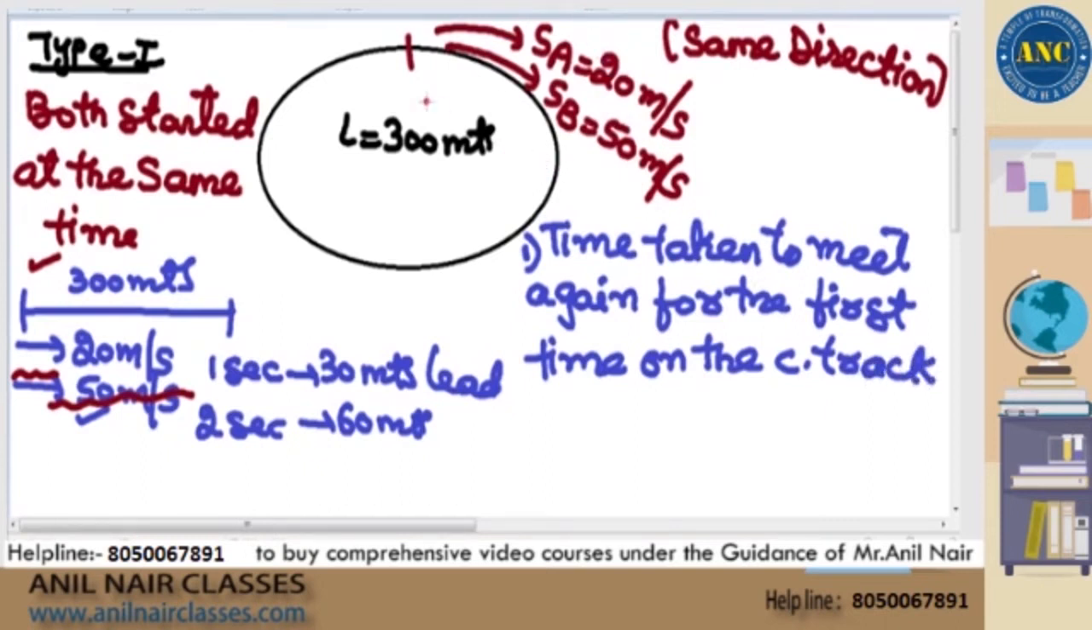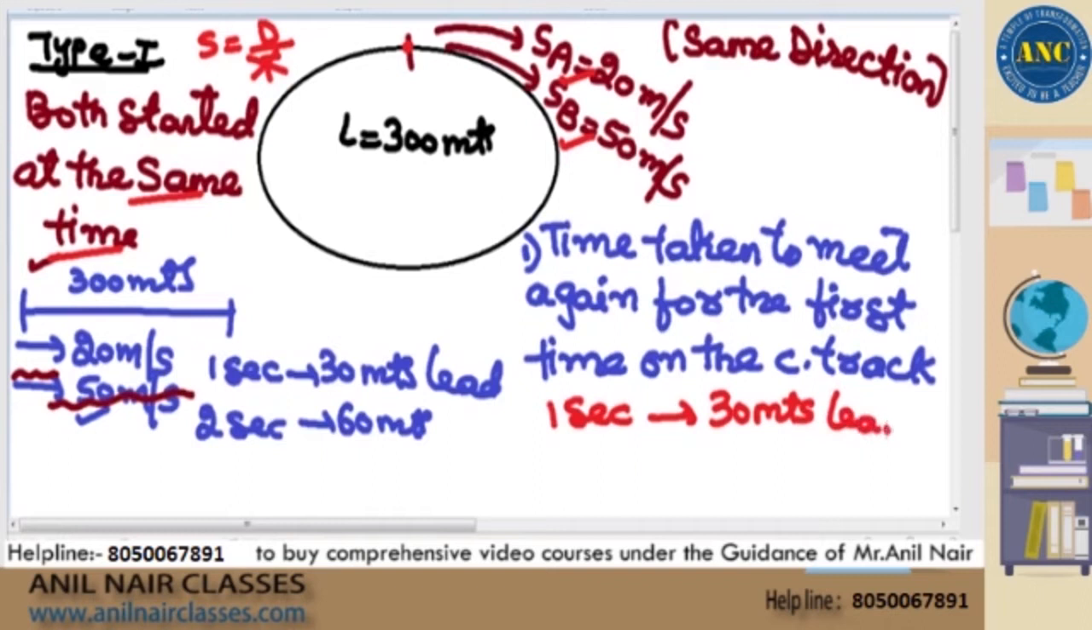Now if you see, both started at the same time. Speed is distance by time. Both started at the same time, so the distance they traveled will be proportional to the ratio of their speeds. That means after 1 second, B will travel 50 and A will travel 20. So after 1 second, B will take a 30 meter lead.